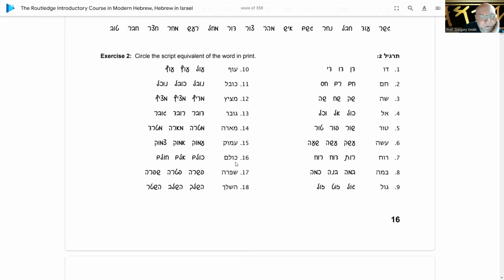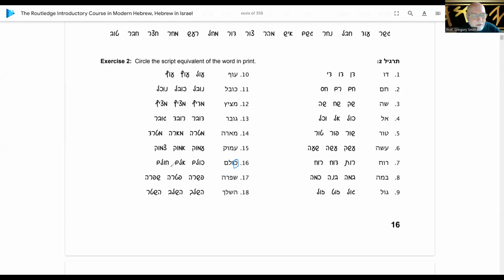So we've got kolem now. Let's see what kolem is. Kolam. Okay, so we have a kof here that we have to find. Well, there's only one. This can't be it. That looks like a het right there. That there we learned is an aleph, so it's got to be this one.